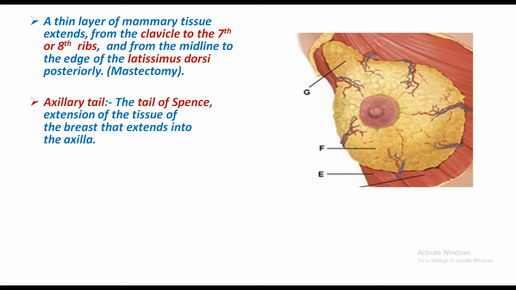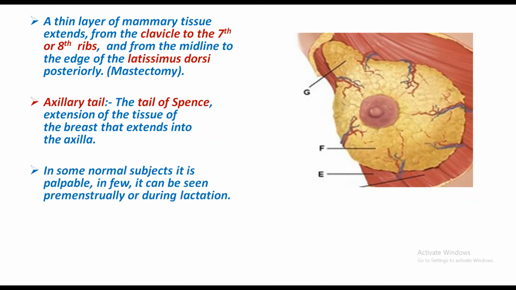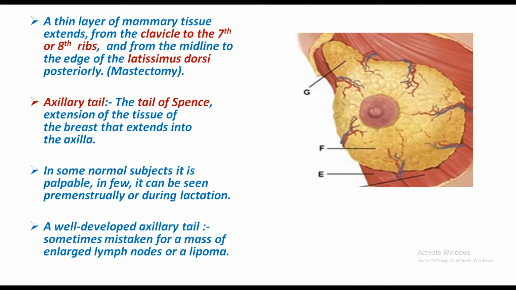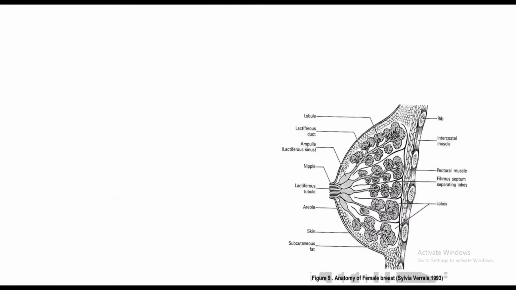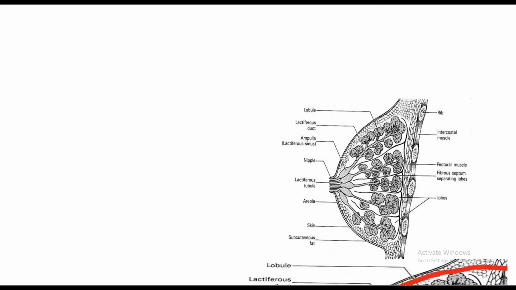So what is the axillary tail? It is also called the axillary tail of Spence. It is an extension of the tissue of breast that extends into the axilla. What is the significance? In a normal subject it may be palpable, and in a few it can be seen premenstrually or during lactation. A well-defined axillary tail is sometimes mistaken for an enlarged lymph node or a lymphoma, so be cautious about this. So this is the anatomy of breast.